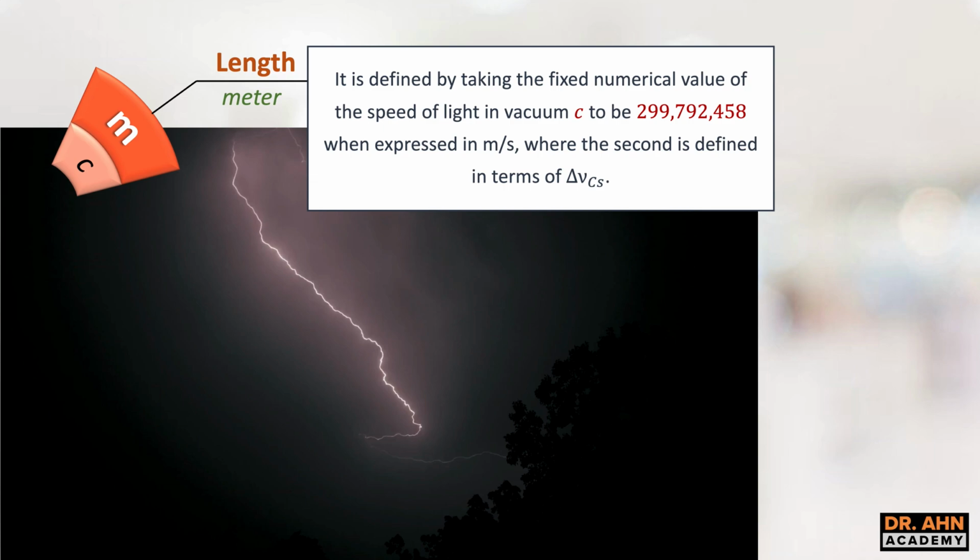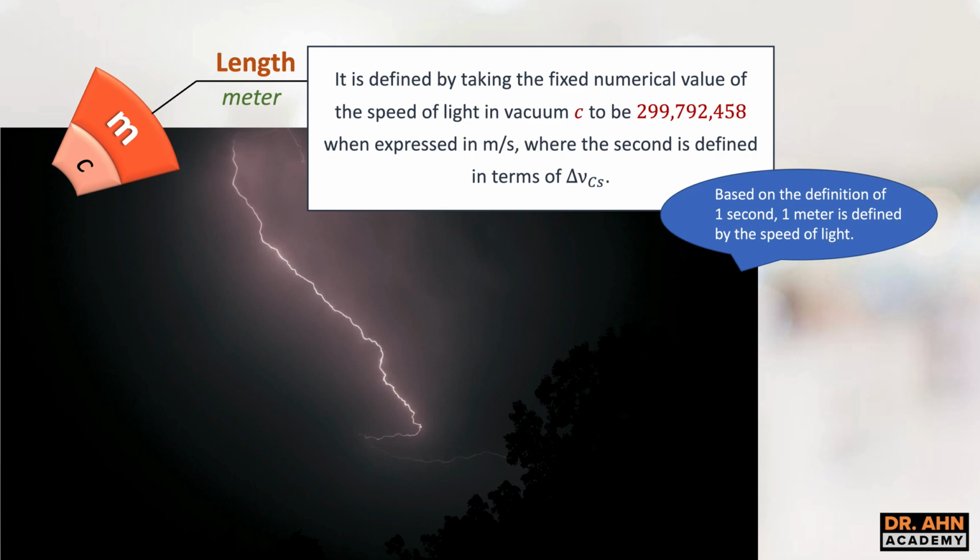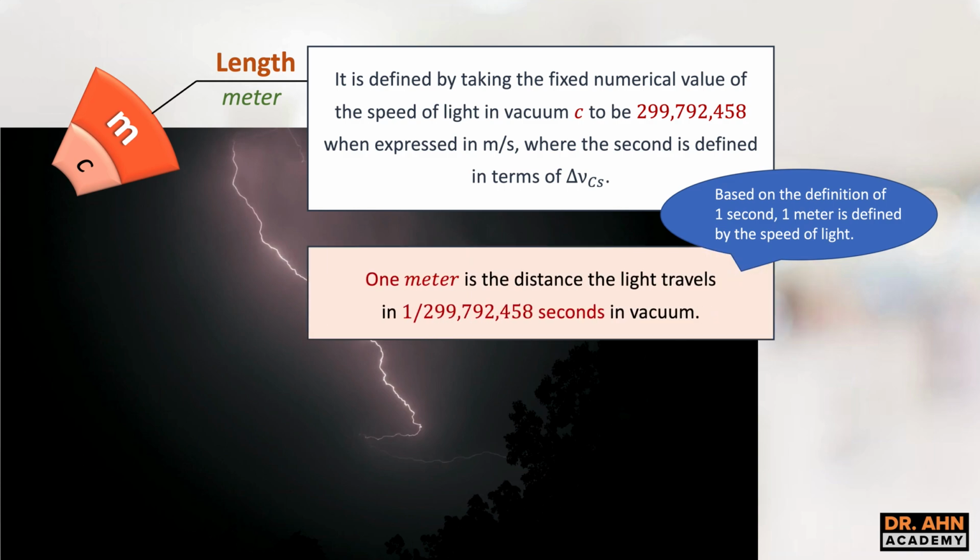Let me write this definition in a little bit more friendly way. Well, based on the definition of 1 second, 1 meter is defined by the speed of light. And here's the definition. 1 meter is the distance the light travels in this fraction of seconds in vacuum.